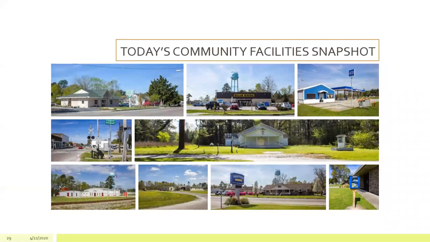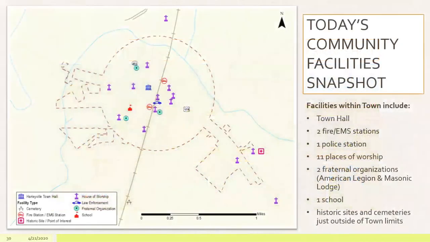Here we have just a couple nice images of some of those community facilities in town today. Again, these photos were taken just a few weeks ago. And that community facilities snapshot map from today. So a few things worth noting is the town hall, 2 fire and EMS stations, a police station, 11 places of worship, as we noted before, fraternal organizations, school, and those few historic sites and cemeteries, some of which were inside or just outside of town limits.